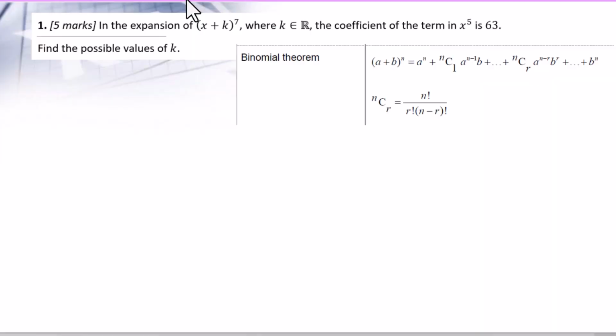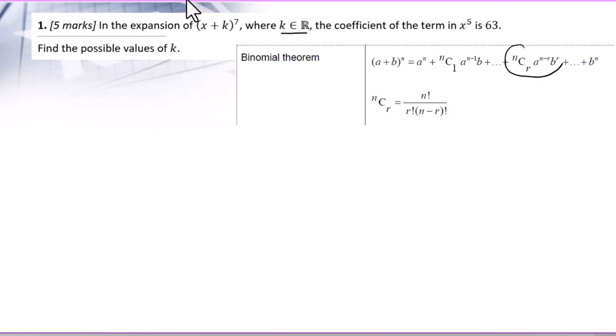This video is about binomial expansion without calculator. In the expansion of x plus k to the 7th power, where k is a real number, the coefficient of a term in x to the 5th power is 63. Find the possible values of k.